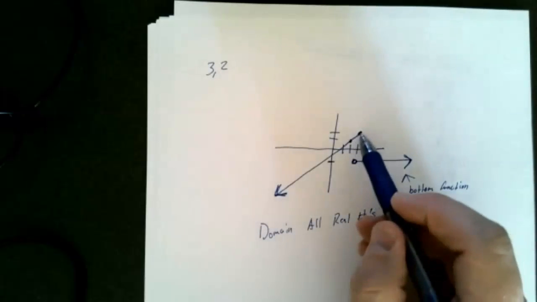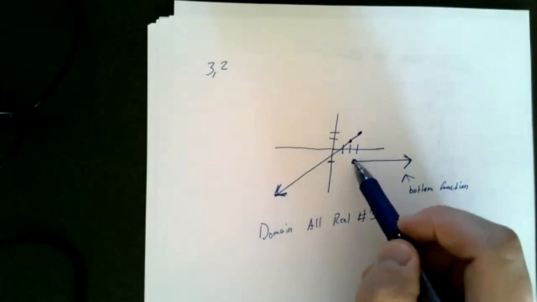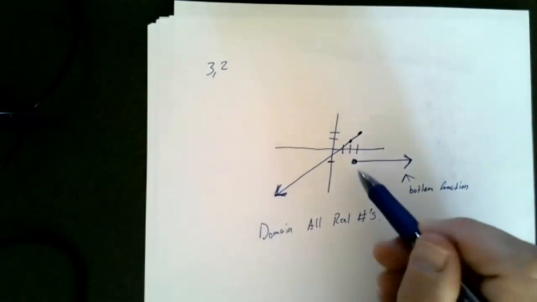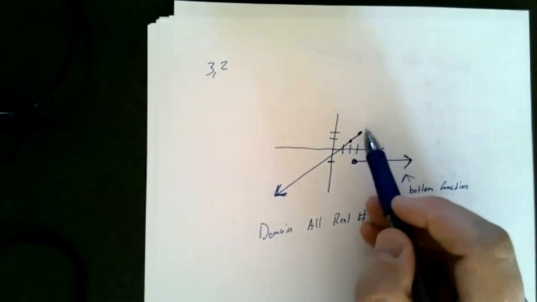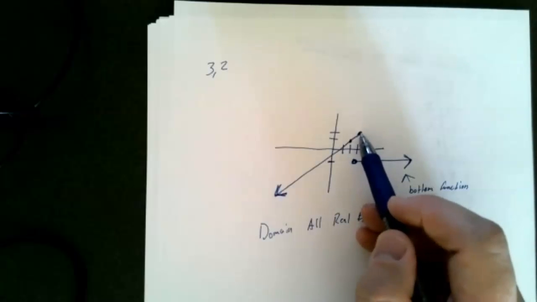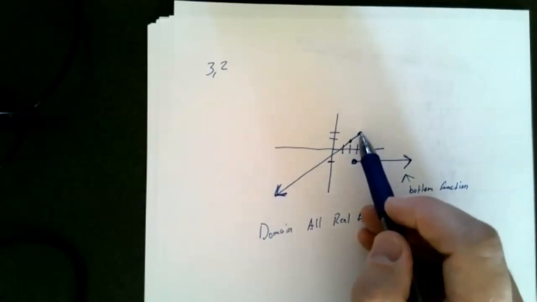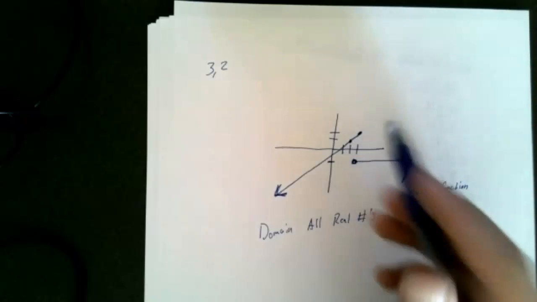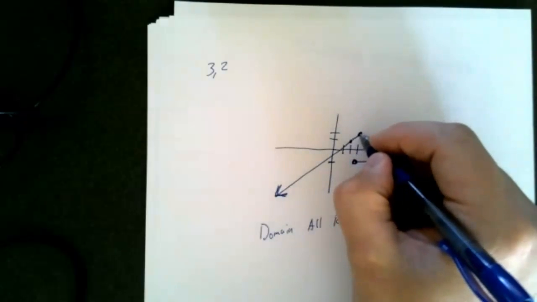If this was an open circle and this was an open circle, then my domain would be all real numbers excluding 3, because I have an open circle here and an open circle here. But since I have less than or equal to on my top function, that causes the closed circle.